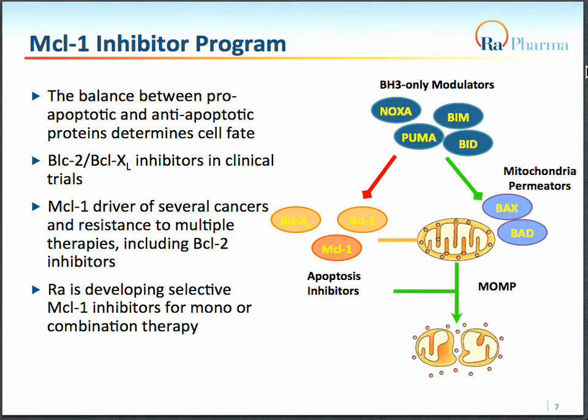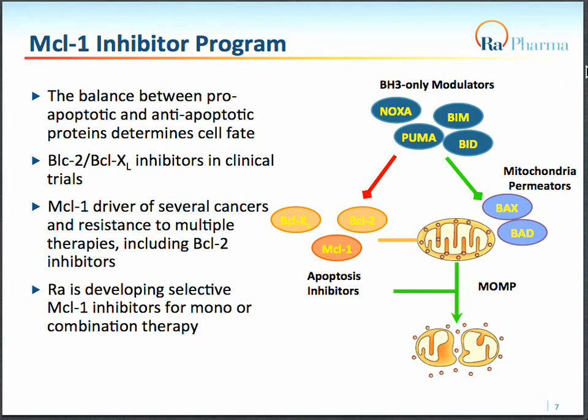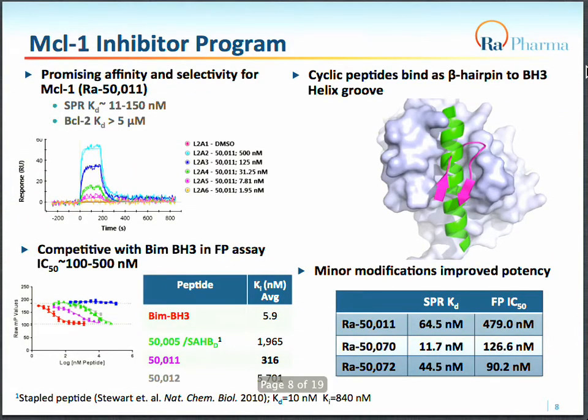I know this year's theme is peptides in oncology. So we have an MCL1 program. MCL1 is a member of the BCL2 family. These are anti-apoptotic proteins, and BCL2 and BCLXL have been drugged very well through fragment-based methods, but MCL1 has thus far been resistant, and it's an important member of this family. It's a driver in several cancers, and it's also a resistance mechanism to several therapies, including BCL2 inhibitors. So we wanted to develop a selective MCL1 inhibitor.